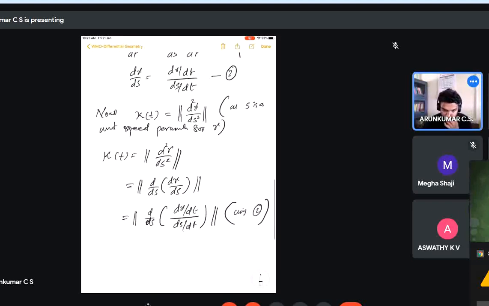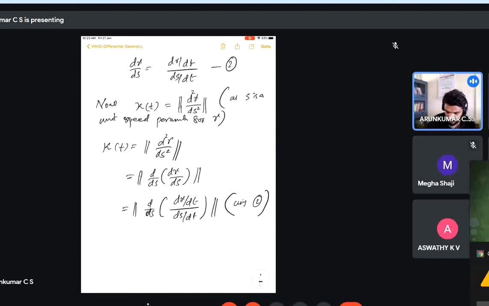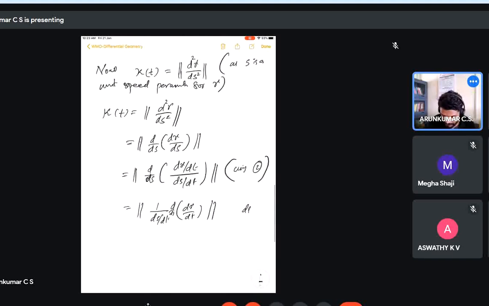Now you see, s is a function from an open interval to real numbers. So s is a scalar valued function, so ds by dt is also a scalar valued function. So you can pull out this ds by dt, which behaves like a constant. So this is 1 by ds by dt into d by ds of d gamma by dt. Fair enough, because ds by dt is a real valued function that depends only on t, so it is independent of s.